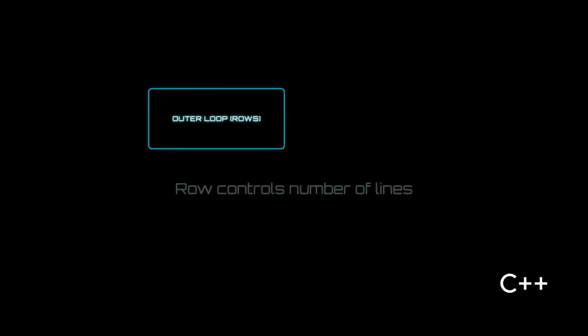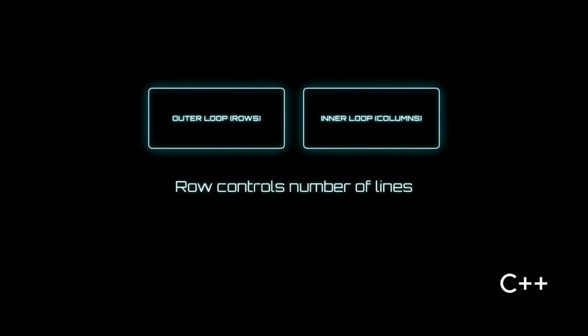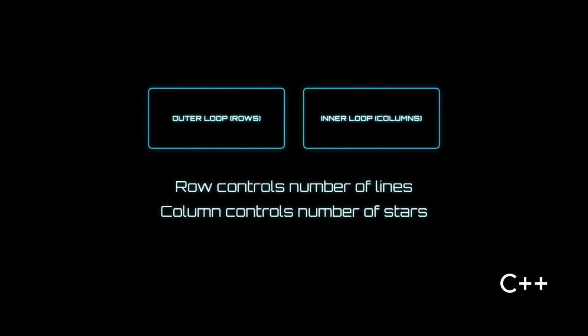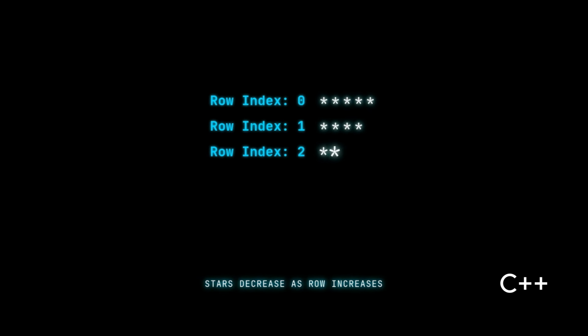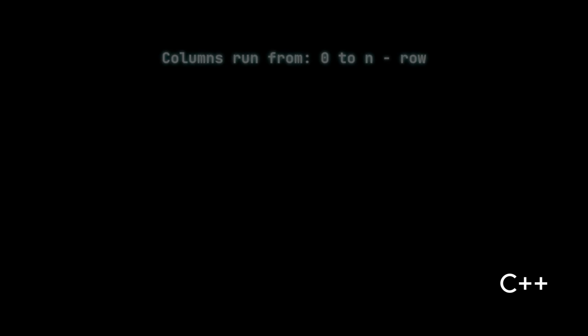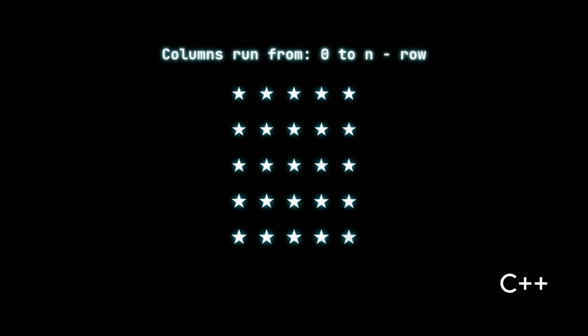The row index controls how many lines we have, while the inner loop determines exactly how many stars appear on each of those lines. Let's see it in action with 5 rows. Starting at row 0 with 5 stars, the count begins to drop systematically as we progress. The core logic is this formula. Columns run from 0 to n - row. As the row index grows, the star count shrinks, creating the perfect inversion.